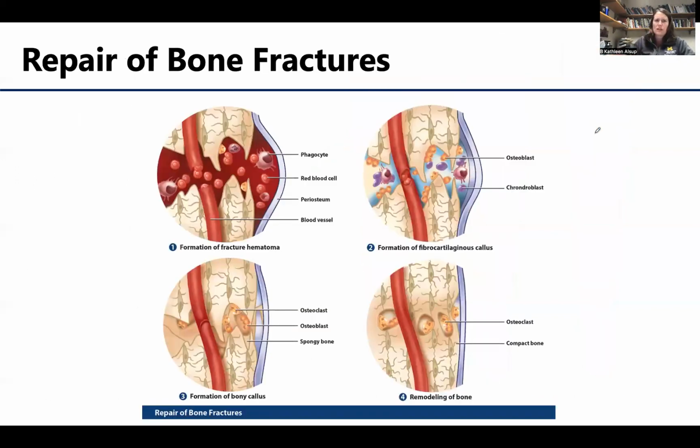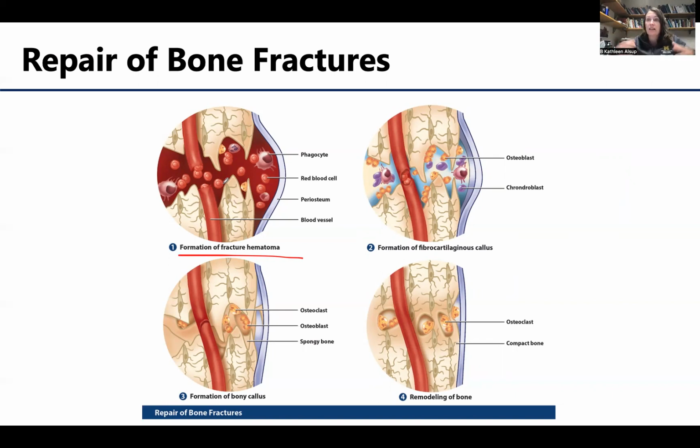All right, let's talk a little bit about repair of bone fractures. Now, as soon as a fracture occurs, the bone and surrounding area almost immediately tries to heal itself. And it does so in this relatively typical process. So I do want you to understand the very basics, these 1, 2, 3, 4, right here. So let's start with this first part, the formation of a fracture hematoma. Remember, bones are very vascularized, so the blood vessels around the fracture are also going to be broken with a fracture.